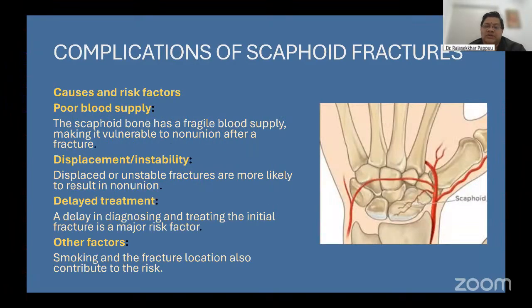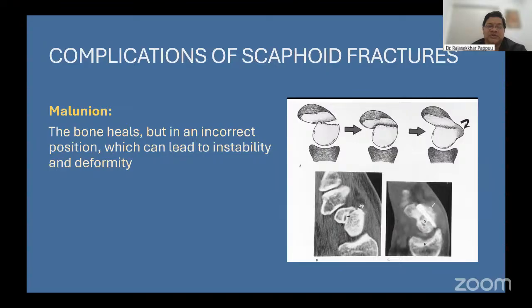The scaphoid gets only a single artery, that is from the radial artery, and that is also a recurrent artery only. Because of injury to the artery, most of the time scaphoid non-union occurs. That is because of poor blood supply to the scaphoid, the most common reason.